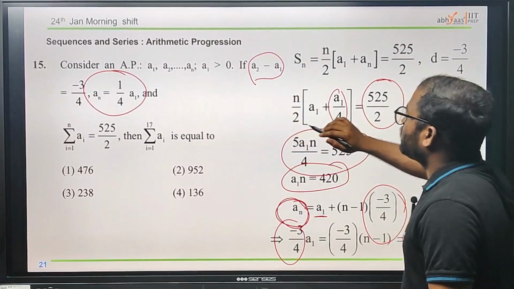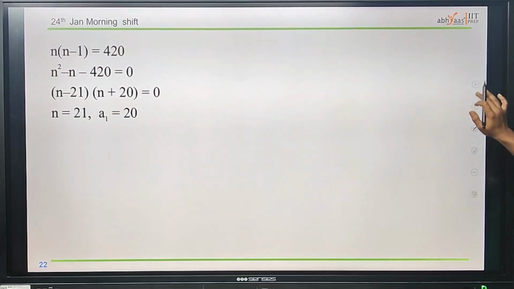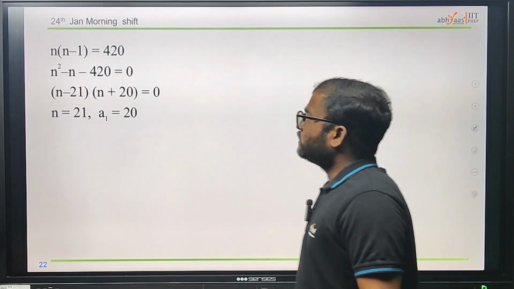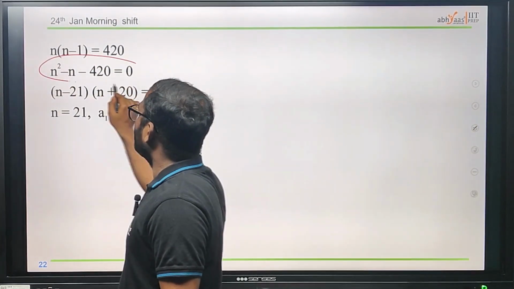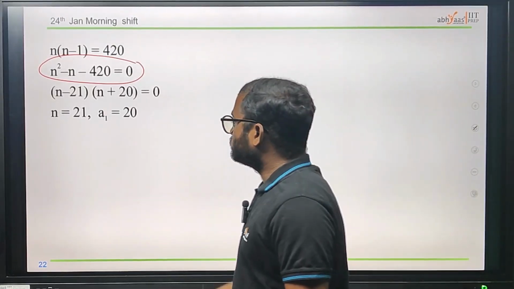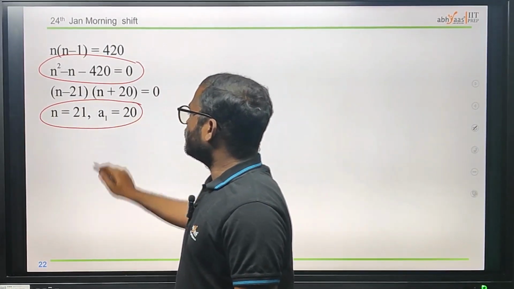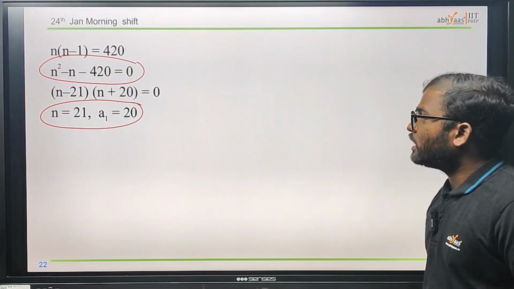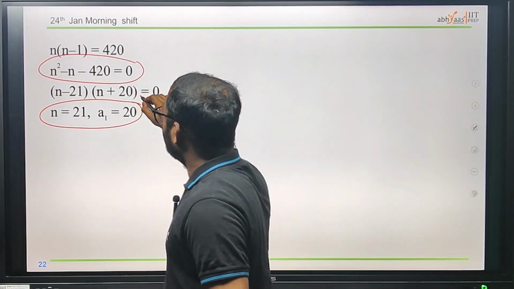Just substituting that one, we can get the A2 as well. After that we can look into it. We will get the quadratic equation type. If we solve it, we get the 2 roots, one of which is n equal to 21, and the other will be ignored.